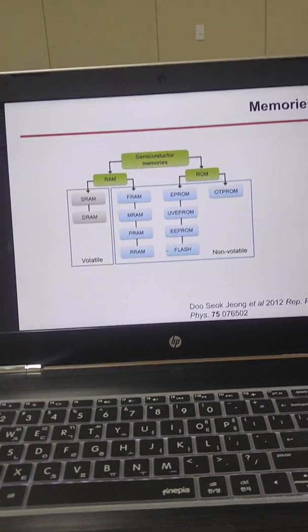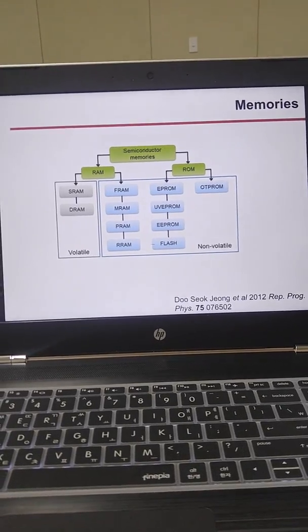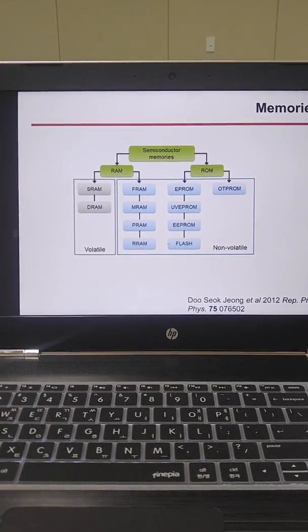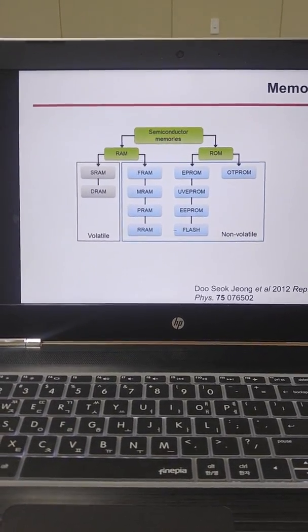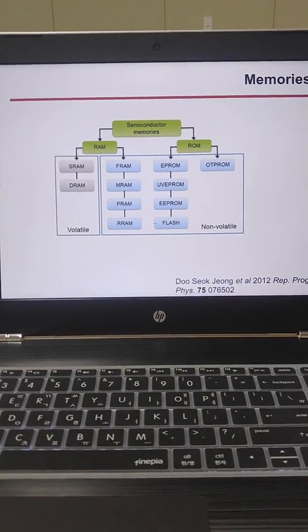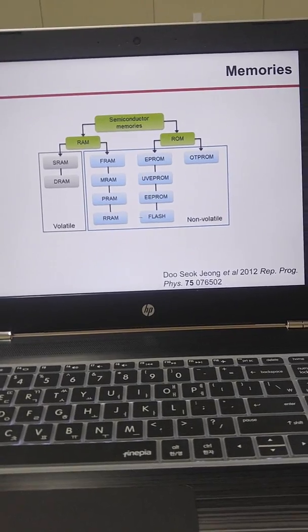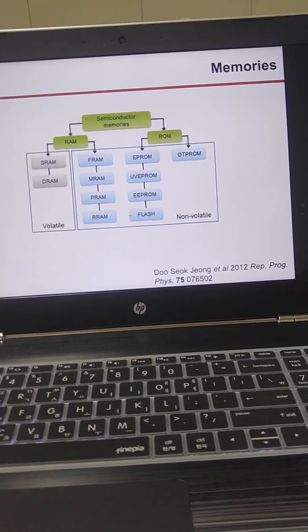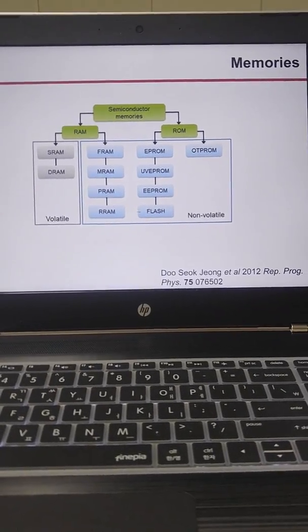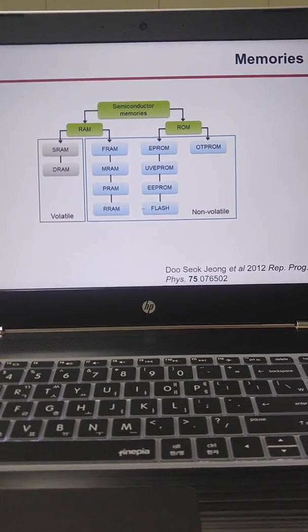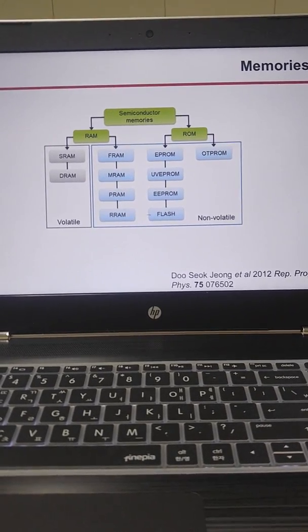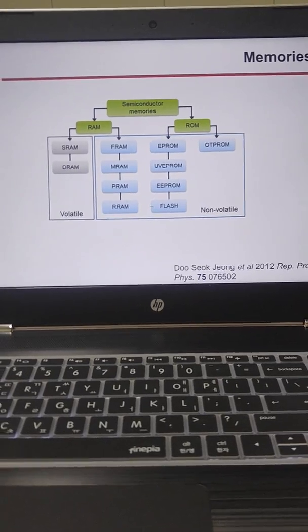For the next chapter, we learned about memory. There are two types of semiconductor memories, as you can see on this page, which are divided into RAM and ROM. In this chapter, we will focus on SRAM, DRAM, and flash memory. First, I would like to introduce memory architecture.